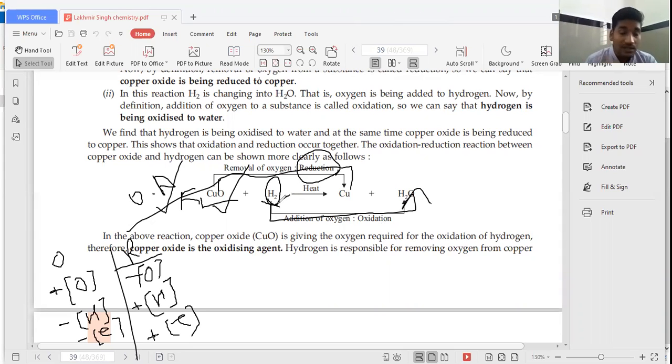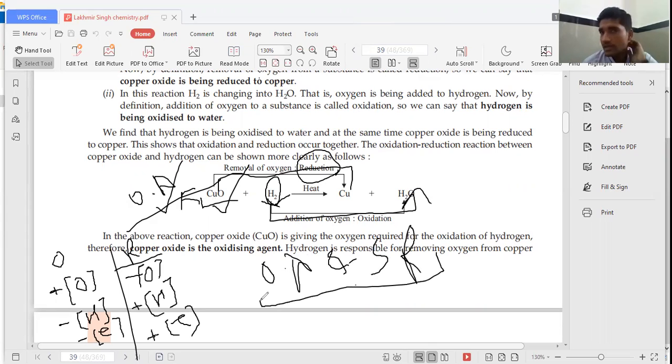Clear? This is asked in your exam. A reaction will be given. The examiner will ask you, what is the substance oxidized? What is the substance reduced? What is the oxidizing agent and what is the reducing agent? So these concepts must be very clear to you, right? So what is the oxidizing agent here? Copper oxide. What is the substance reduced here? Copper oxide. Oxidizing agent and substance reduced are always the same. Getting me? All right. Let's move on.